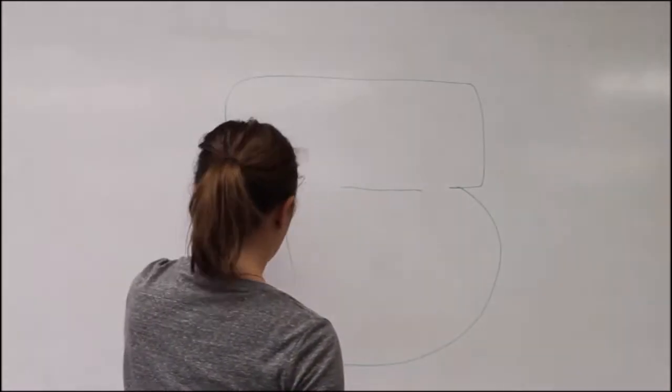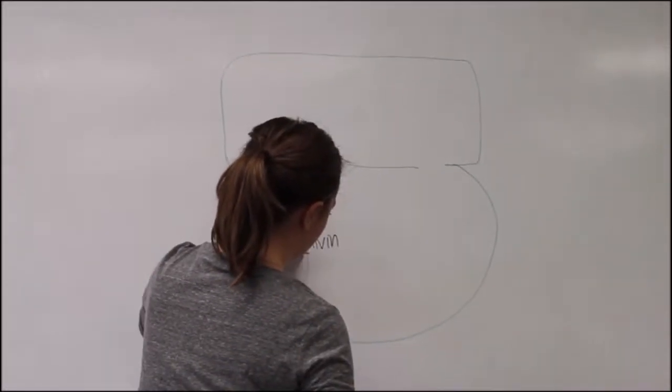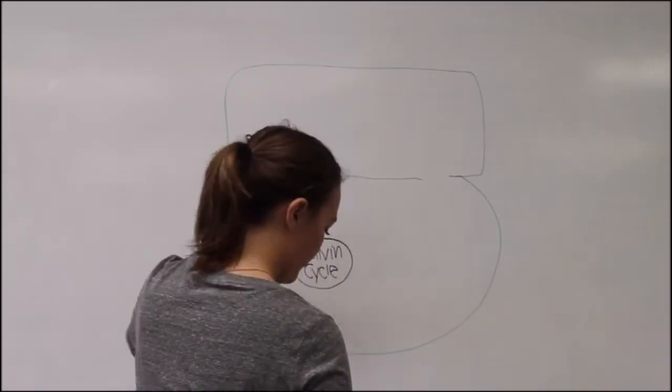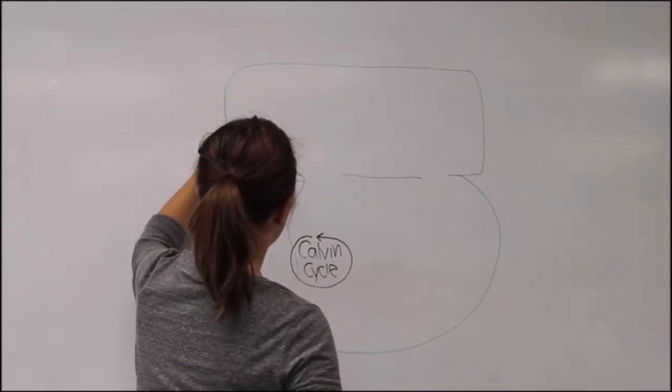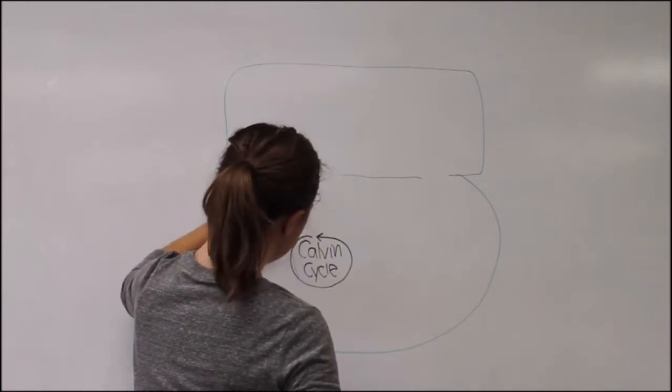Next is C4 plants, and C4 plants try to reduce their need for photorespiration. So at the top there, I've drawn a mesophyll cell, and on the bottom, the bundle sheath cell. And there is the Calvin cycle in the mix of it all.